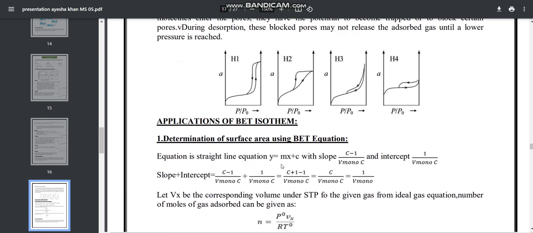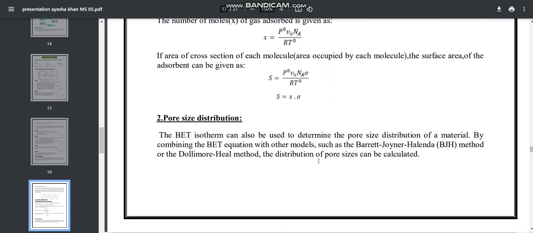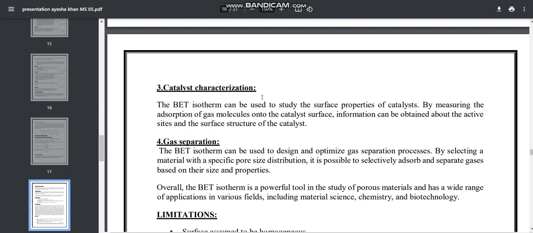Next, we have the applications of BET. First of all, it is used to determine the surface area. The second one is pore size distribution. It is also used to determine the distribution of pores in materials. By combining the BET equation with other models such as BJH or DH, the Dollimore-Heal method, the distribution of pore size can be calculated.